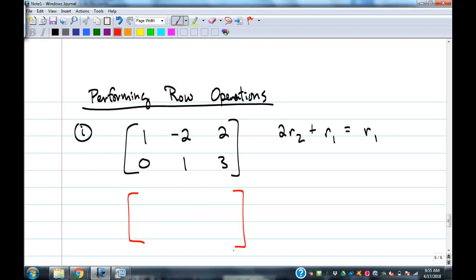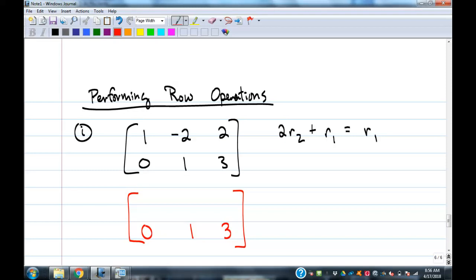Now, what that tells me is I need to do what with row 2? Copy it down, because I'm not changing it. This row operation said change row 1. That's why I'm going to copy down row 2. Row 1 is changing by taking 2 times the corresponding parts in row 2 and then adding it to that same spot in row 1.